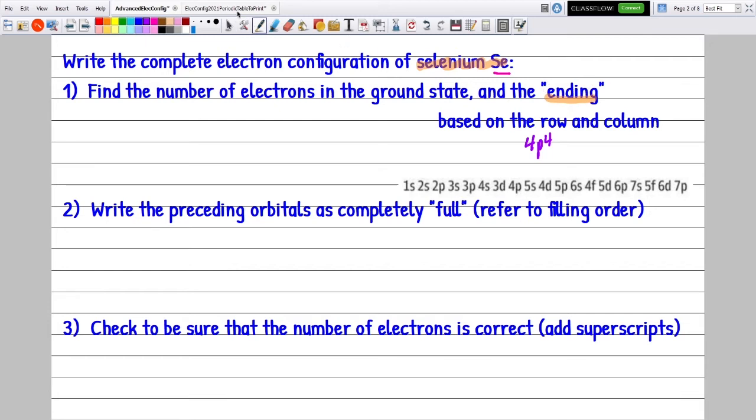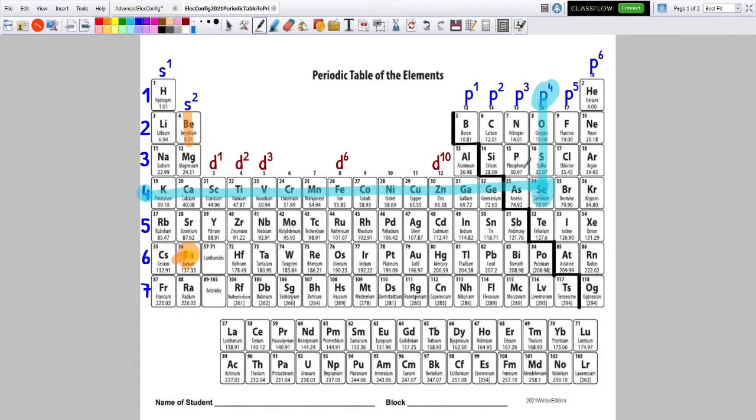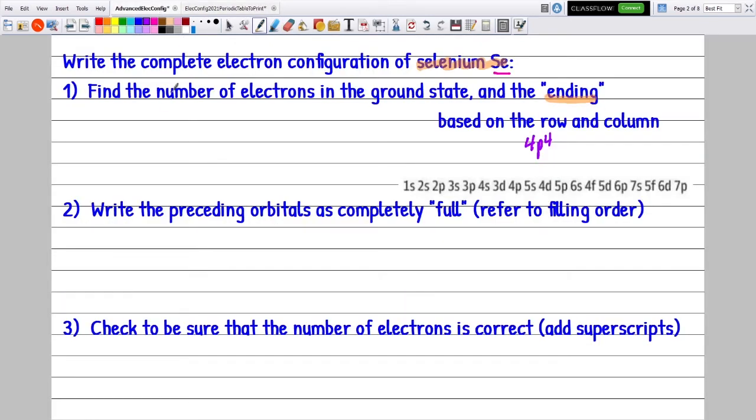What else do we know just by looking at the periodic table? We can see that selenium has an atomic number of 34. Therefore, in the ground state, selenium will also have 34 electrons. Let's use the filling order and work backwards like we did in the previous example. And there's 4p right here. Let's write that down: 4p, specifically 4p4, because that's the ending for selenium, and then work backwards.